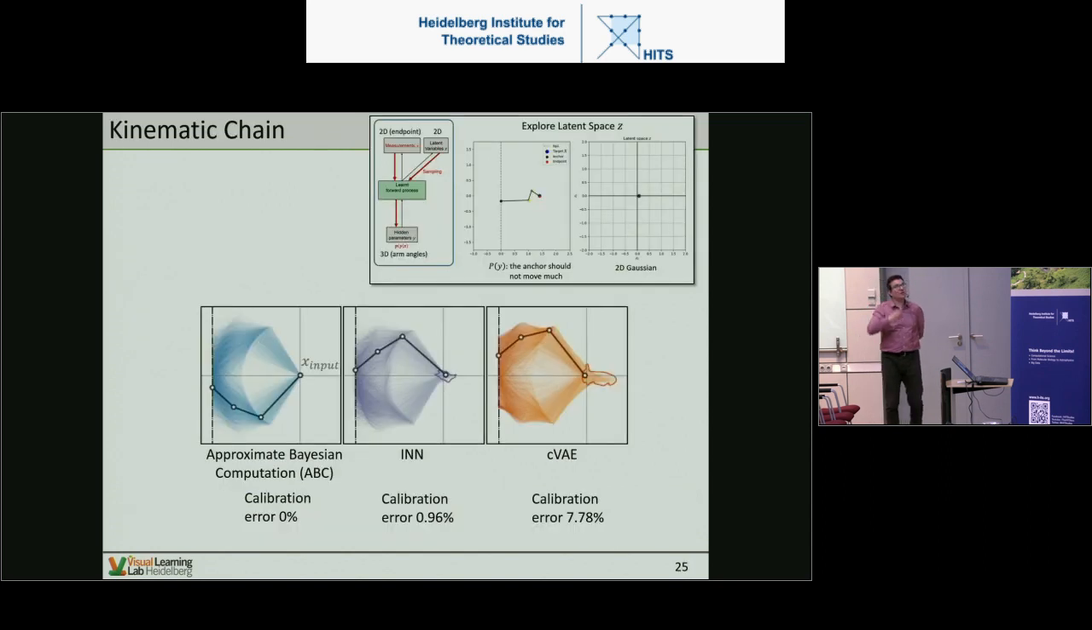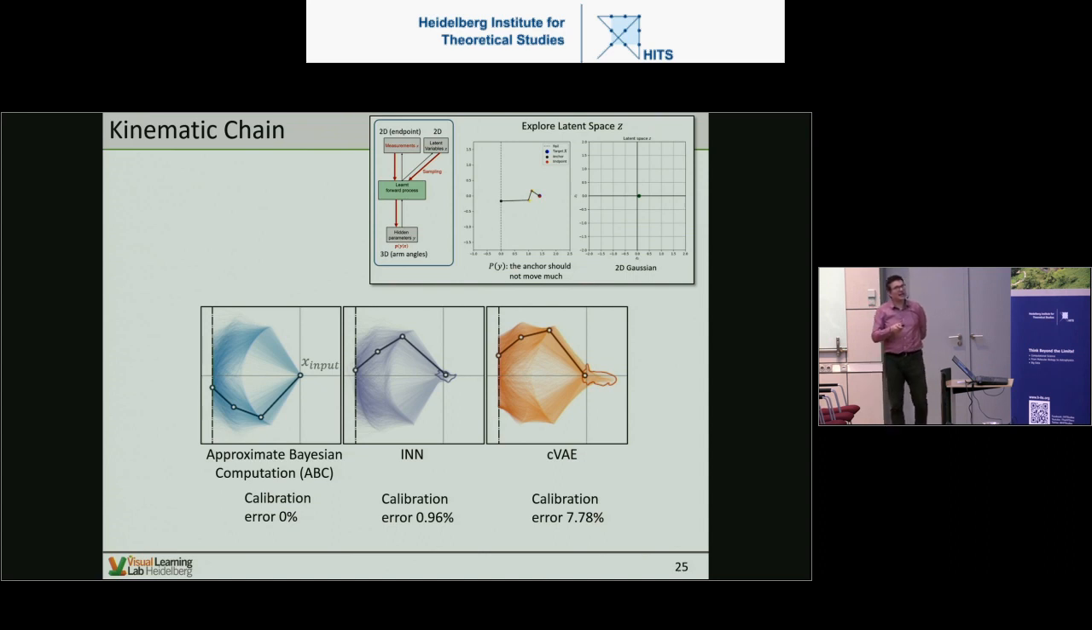Okay, so for instance, on this toy example of the robotic arm, we can do various competitors. This is the absolute baseline, which is called approximate Bayesian computation, which basically only accepts arm configurations that really end up at this point, and you get what is called calibration error, which I'll not talk about now. It's really zero. So this is a perfect result, but it's completely infeasible if you go beyond 4 parameters, basically. That's the gold standard.